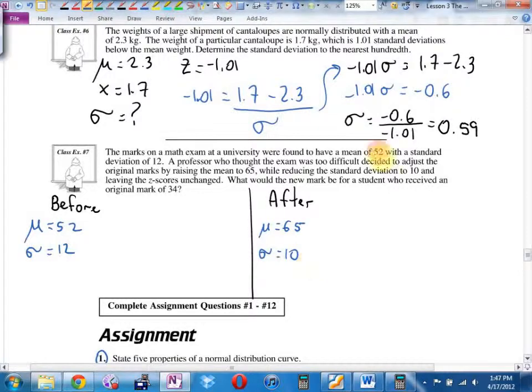So I've used this. Oh, and then it says in the last sentence, what would be the new mark for a student who received an original mark of 34? They want the new mark.